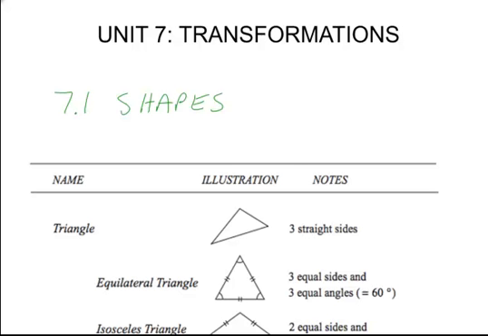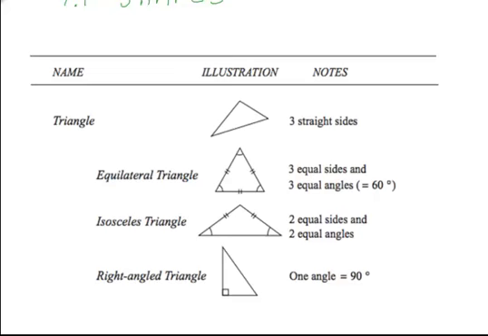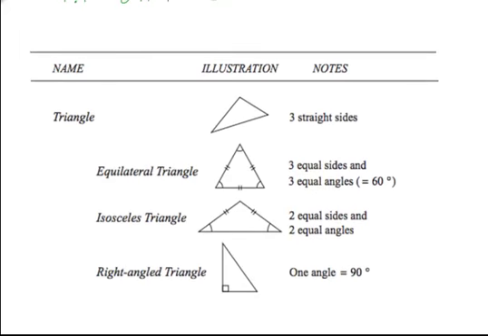Unit 7, Transformations. Here we go with 7.1, and we're going to review some basic shapes. Three-sided shapes to start with, which are triangles. An equilateral triangle has all three sides the same, and also all three angles the same. We denote that by using these markings here. So if they're all the same, 2, 2, 2, that means that each of these lengths are the same.